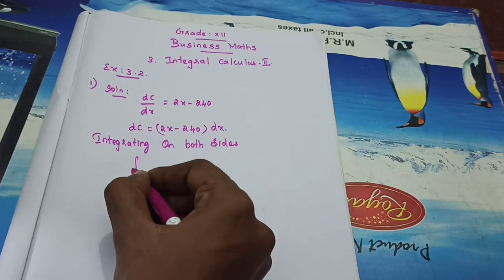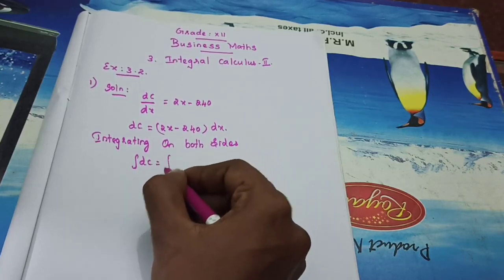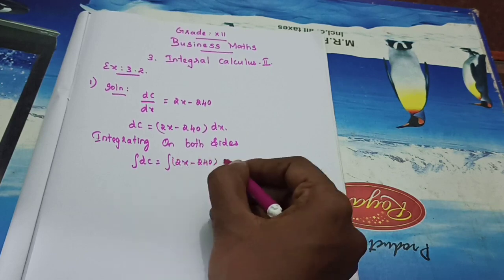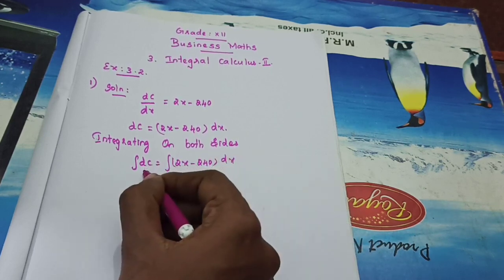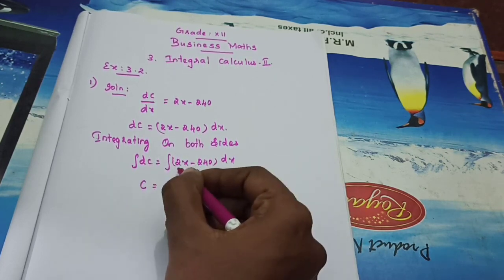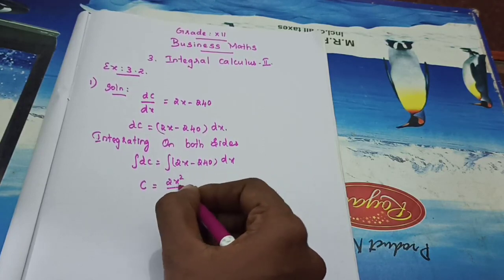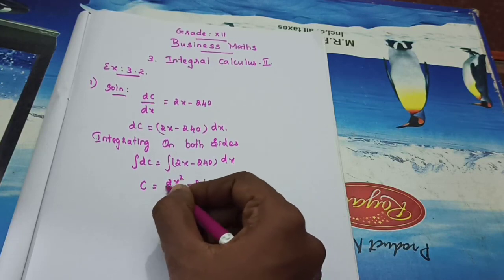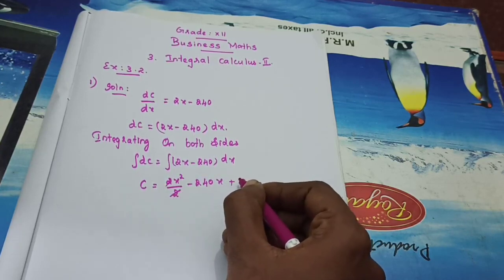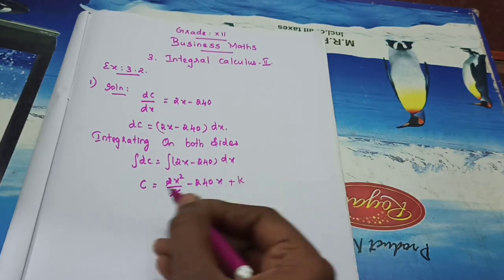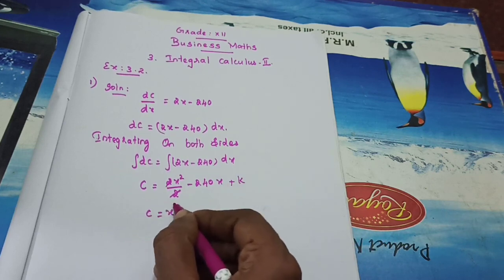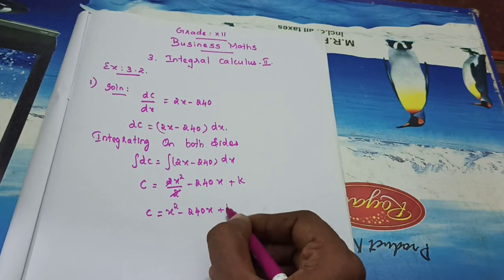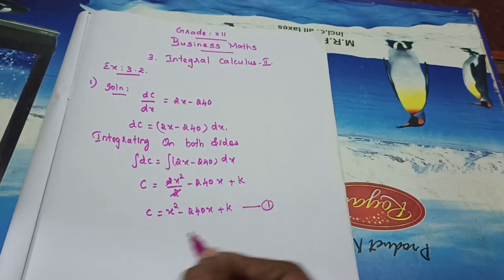If we integrate on both sides, integration of dC equals integration of 2x minus 240 dx. What's the integration of dC? C. The integral is 2x square by 2 minus 240x. Here you need to put one constant, that is plus k. So C is equal to x square minus 240x plus k. Take it as equation number 1.